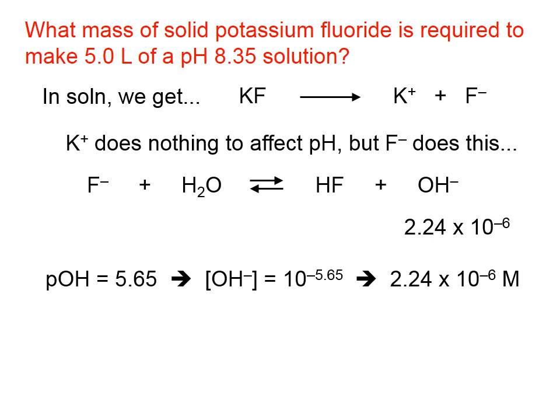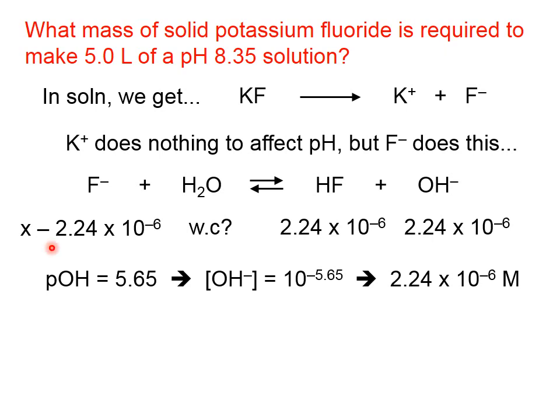So, we know the OH⁻ ion concentration at equilibrium. Furthermore, we know the HF concentration at equilibrium. The water concentration is irrelevant. The fluoride ion, we don't know what it started out as, but we do know that it went down by 2.24 times 10 to the negative 6th. This is where we stand so far.